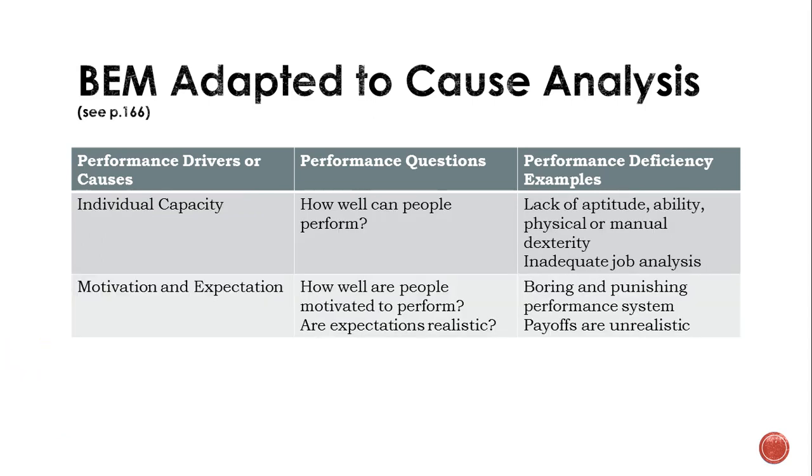So the final tool we'll take a look at within the behavior engineering model, first of all, individual capacity, and then also motivation and expectation. So individual capacity, thinking about the Angelica case study, how well can people perform, and some of the deficiency examples that you can see on the right side. Is there a lack of aptitude or just a natural ability to do something? Is there a lack of ability to do something, whether it's physical or manual dexterity? So thinking about, do the people even have the physical ability to do something?